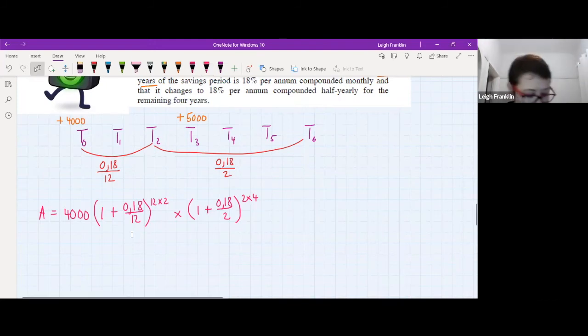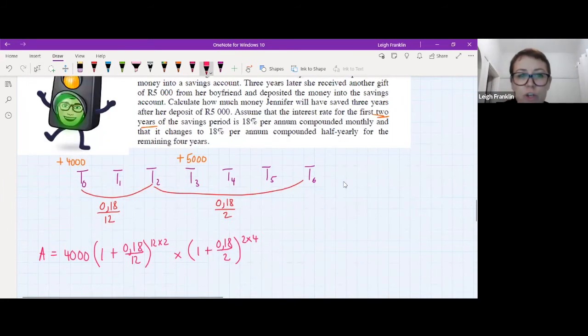Yes, Pabalo? What's your question? Hello, ma'am. May I please ask, why did you divide the 0.18 by 2? Okay, because it said here that the interest rate had changed to 18% per annum compounded half yearly.